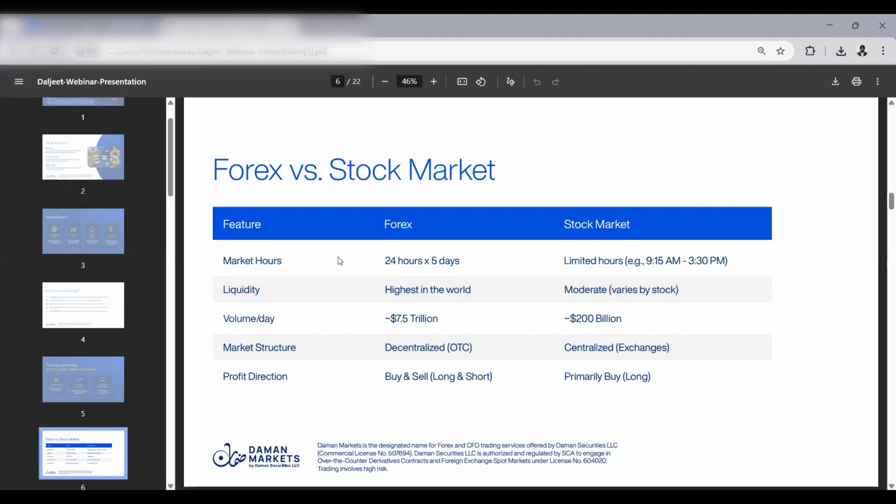So in a nutshell, if I have to explain the concept of forex versus stock market, there is always an advantage in the forex market, as it is open 24 by 5. It has the highest liquidity in the world. The volume per day is like $7.5 trillion. Market structure is decentralized, so it is open and controlled by global financial institutions. And the most important thing, you can make profits by buying or selling currencies, both. That is the basic difference and advantage of the forex market.